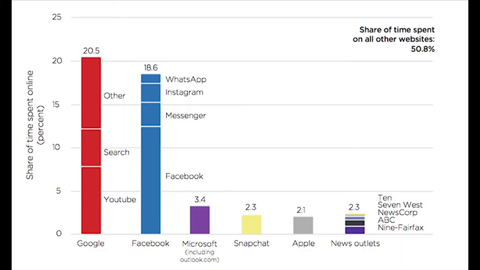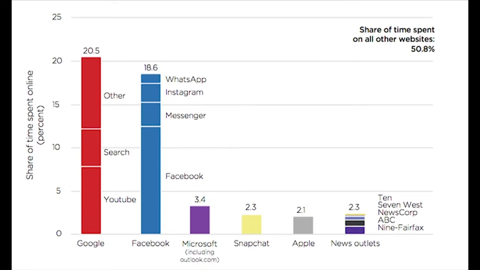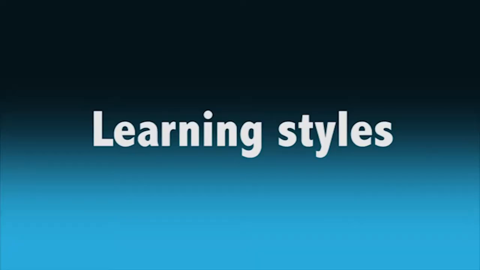And this graph is from 2019 and it's showing how Australian adults spend their time online. You can see that Google is red on the left or the right, depending which way this goes on your screen. And you can see that YouTube makes up 8% of time spent online, which is only eclipsed by Facebook. So YouTube is the second most visited website for Australian adults last year.